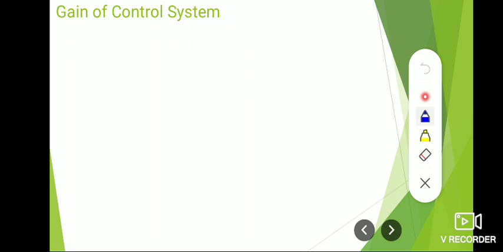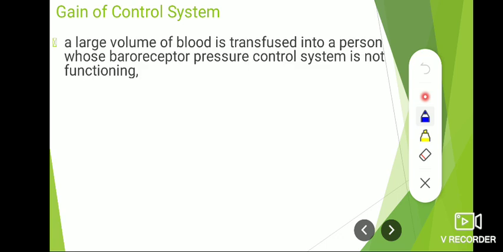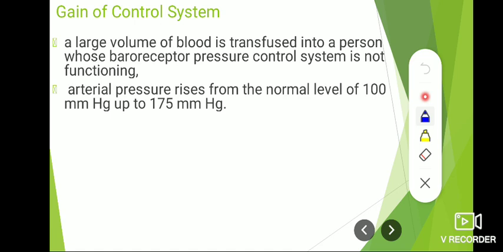Now ultimately, when the feedback mechanism is working, how far is it effective? It is called the gain basically. So how much is the gain in a control system in the normal, and from here it can go into abnormality also. So when abnormality is there, you have to find out where the gain is not effective. We'll take an example. Suppose a large volume of blood is transfused into a person whose baroreceptor pressure control system is not working. So what will happen when a large volume of blood enters the body? Arterial blood pressure will rise from 100 up to 175 millimeters of mercury.